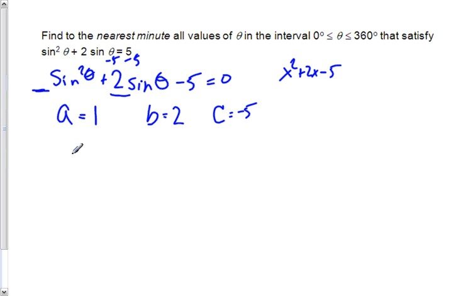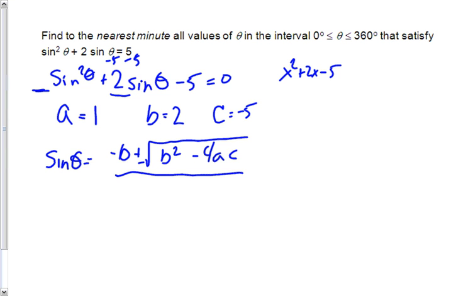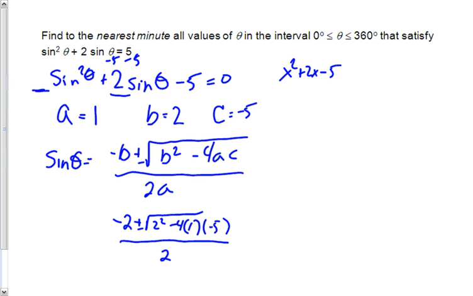Using our quadratic formula, x equals, or in this case, not really x, we're dealing with sine. So let's put sine down. Sine of theta equals negative b plus or minus the square root of b squared minus 4ac, all over 2a. Plugging in our knowns: negative 2 plus or minus the square root of 2 squared minus 4 times 1 times negative 5, all over 2 times a, which is 1.